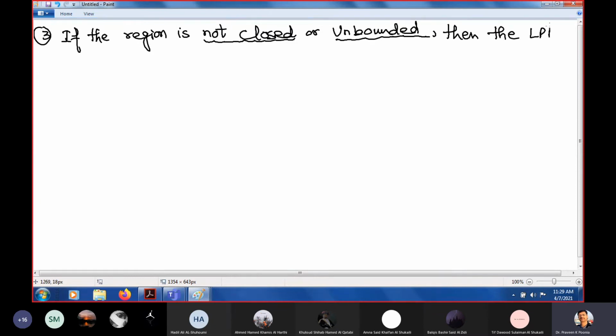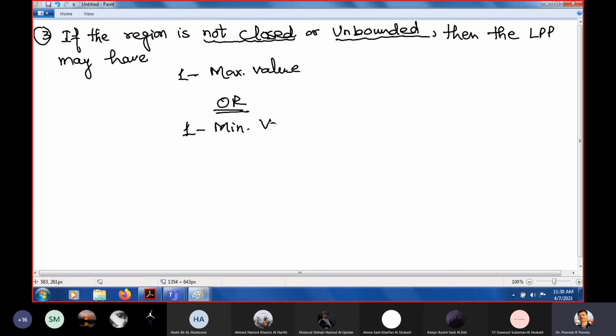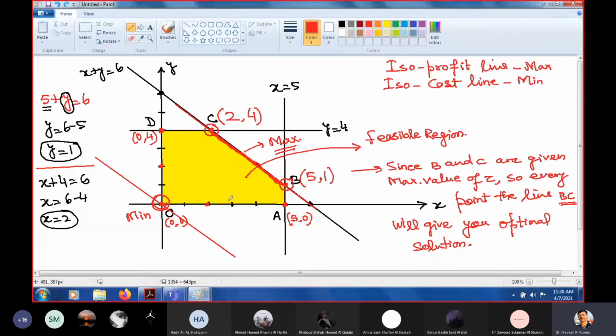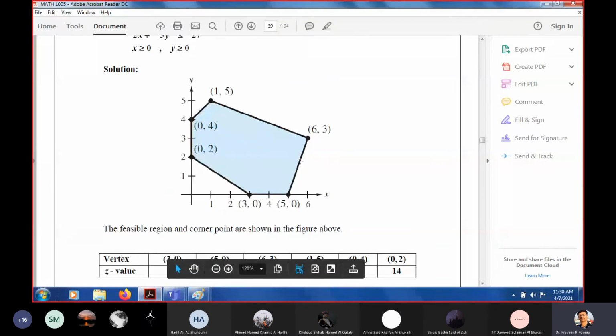the LPP, linear programming problem, may have one maximum value or one minimum value or no solution. No solution. So dear friends, if the question is closed, like this is closed, clear? You can see this is closed. So this will have a maximum value and a minimum value.